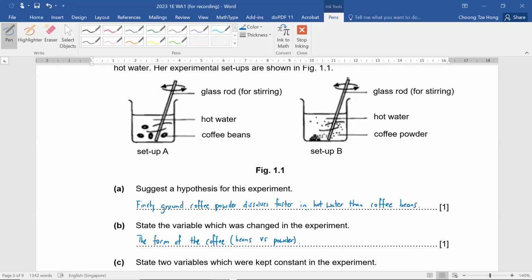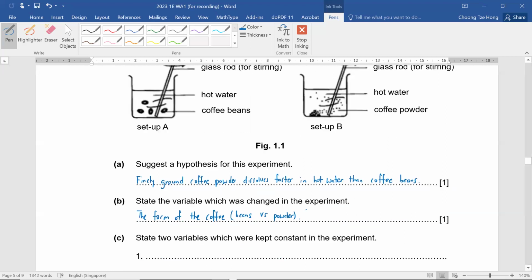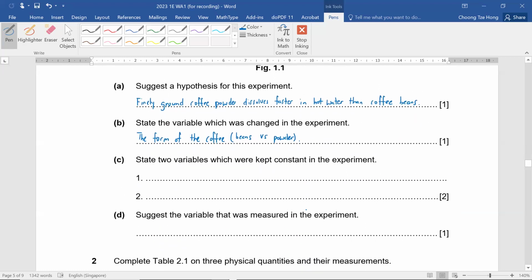Then of course the rate of stirring. If you are going to stir one setup faster than the other one, then the rate of stirring may be a factor that also affects the rate of dissolving. Then of course the mass of the coffee should also be the same. If you try to dissolve 50 grams of coffee beans, then for the coffee powder, the mass should also be 50 grams. So you can write down any of those.